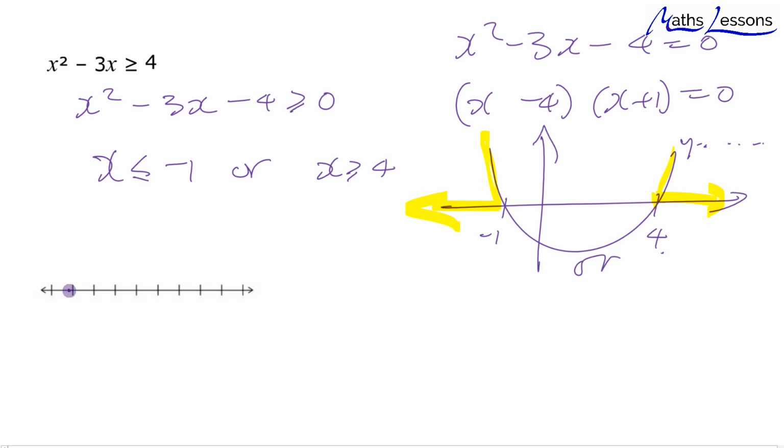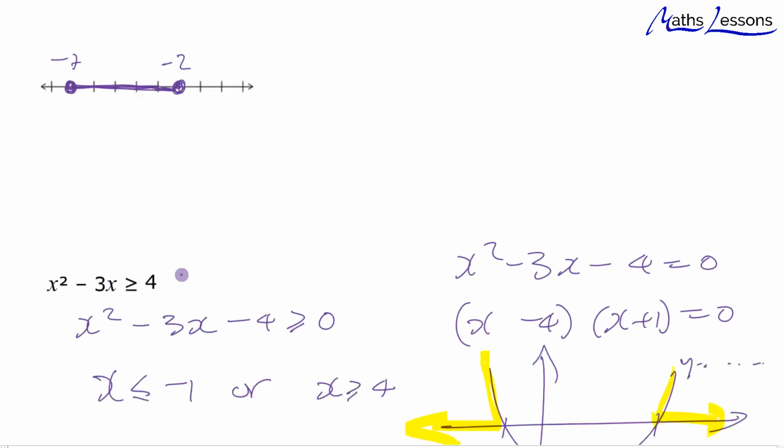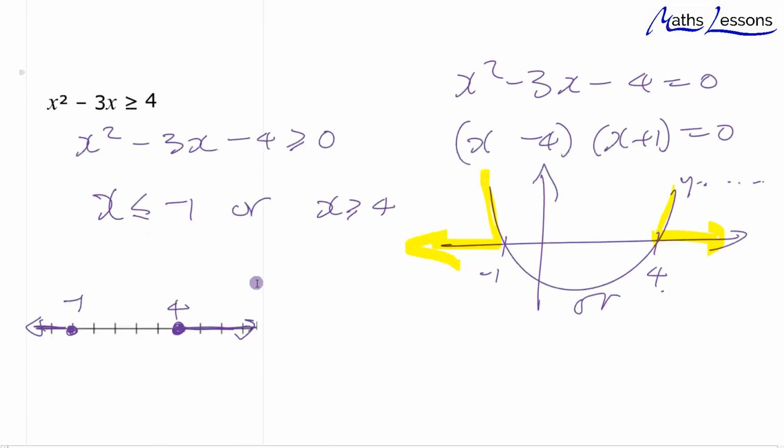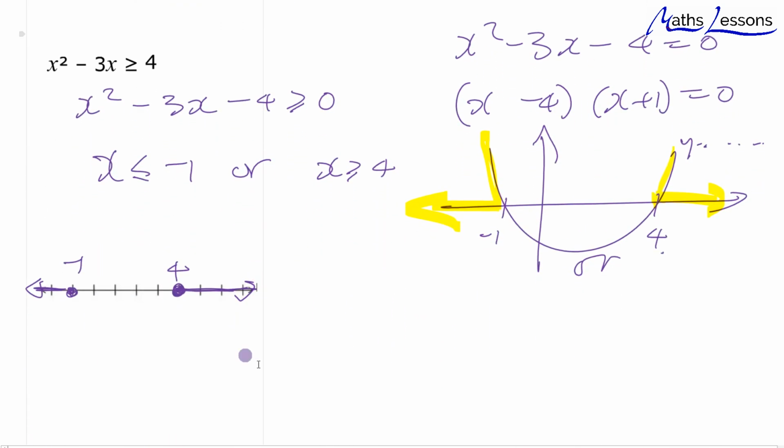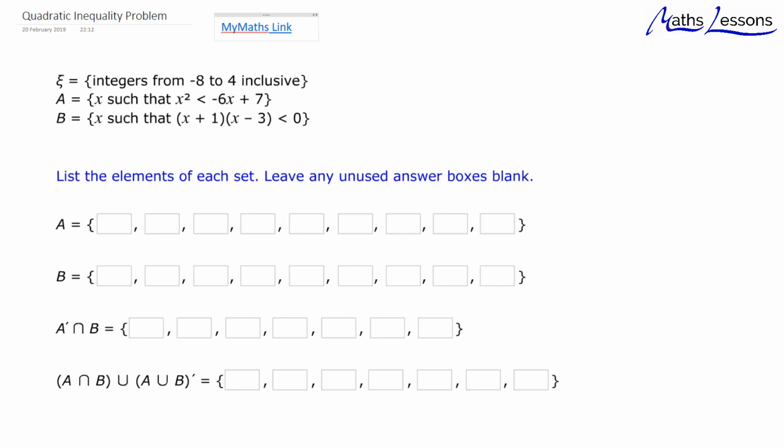Draw it on our number line, so there's minus 1. Fill it in because it's less than or equal to, 0, 1, 2, 3, 4. And draw that. And we get the visual representation on the number line for the question. Let me just quickly remind myself of what it was going to do, that and that.